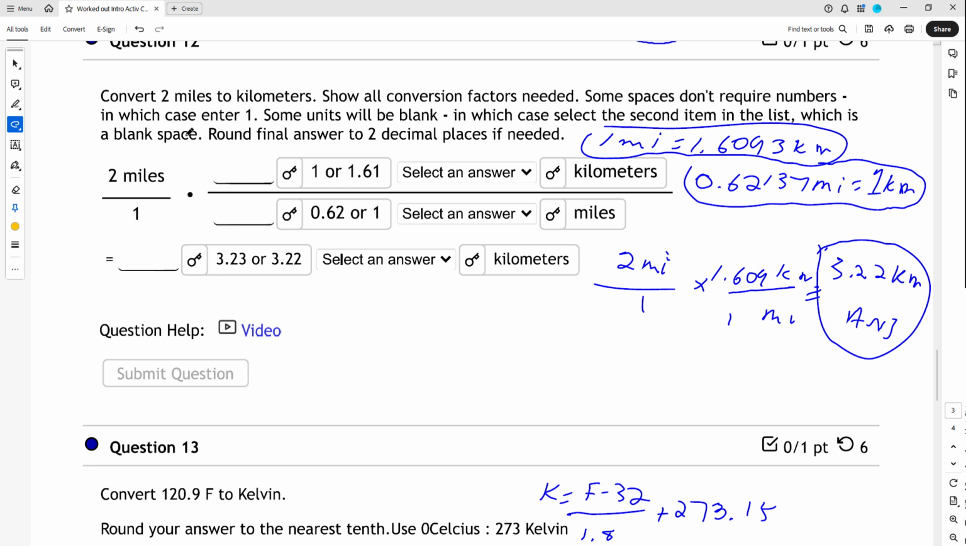This one here, convert miles to kilometers. Okay, so 1 mile here. 1 mile is 1.6093 kilometers. So I multiply, miles cancel out. I'm left with just kilometers. 3.22 kilometers for my answer. Okay. So you have two choices there. You can use this equivalence or you can use this equivalence.